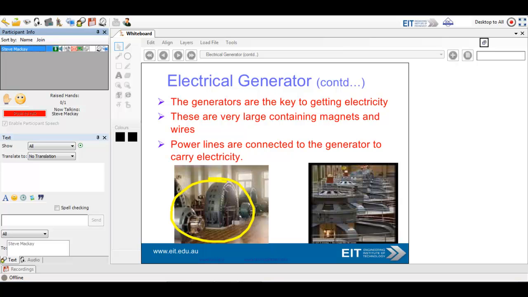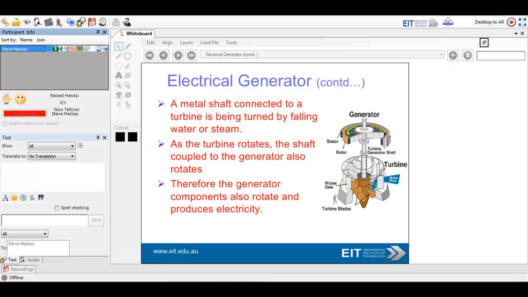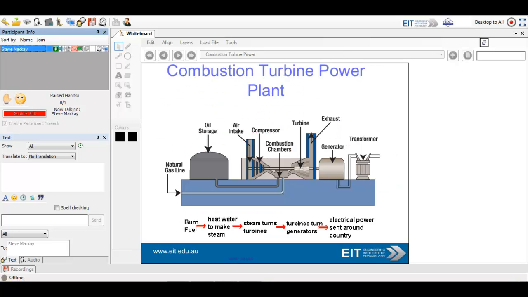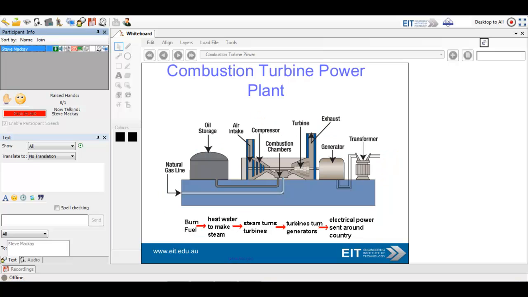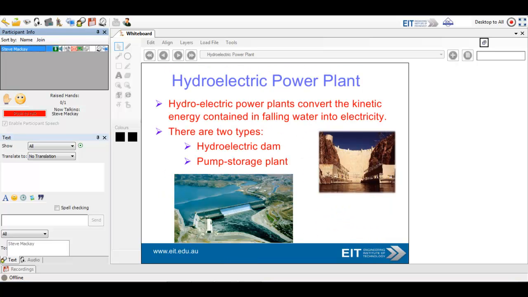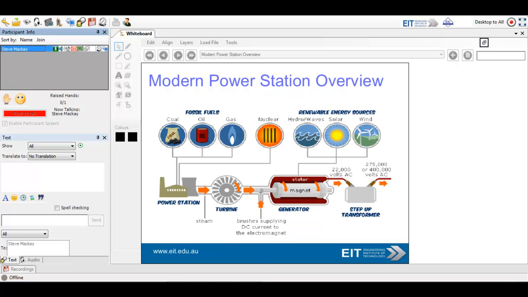So basically this is an electrical generator, a power station, and the idea is that we have a coal-fired power plant. You've got your coal burning, boiler, steam generation, the turbine, and then eventually the transmission lines out to the particular industrial site or household. And this process is repeated in the combustion turbine plant, and obviously the hydroelectric plant, slightly different, where you've got water, obviously no droughts required. Nuclear power plant's another one. There's a summary of a power station overview.